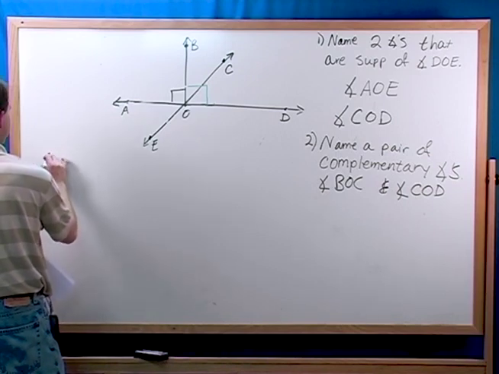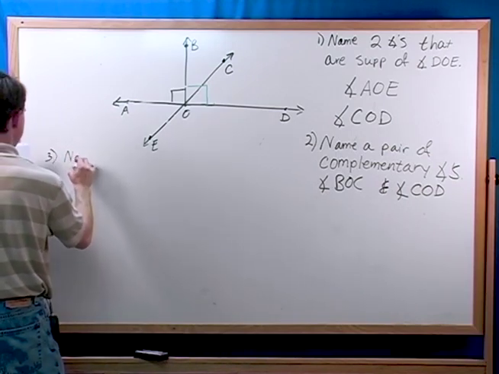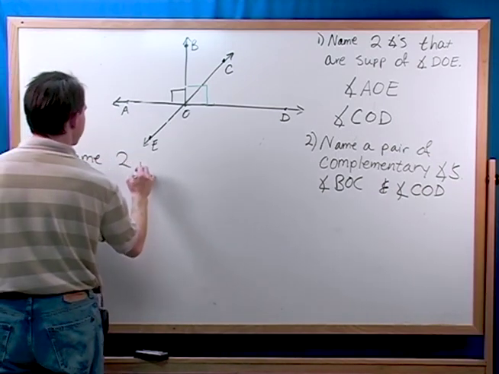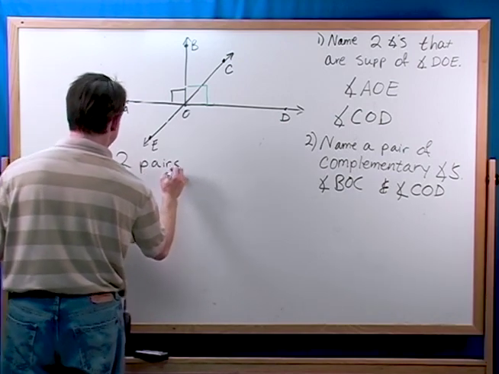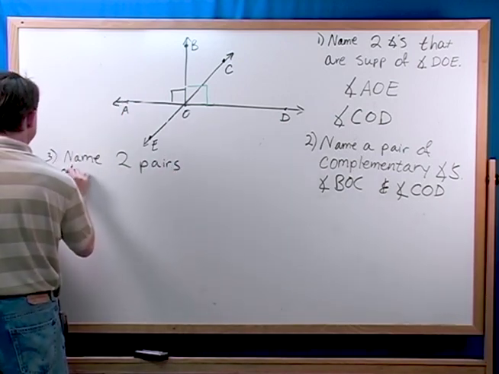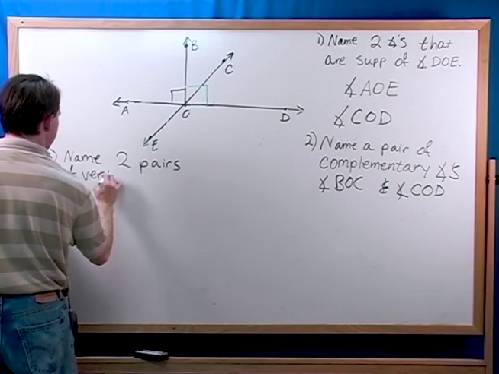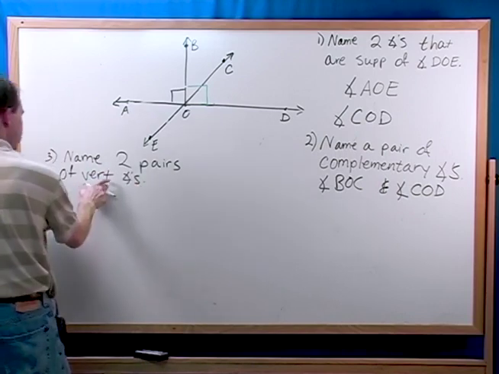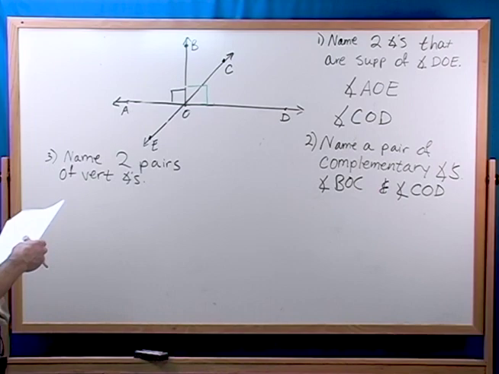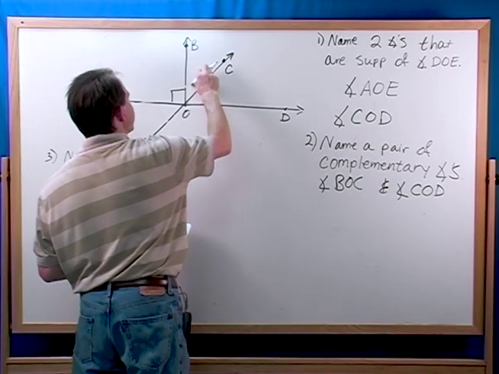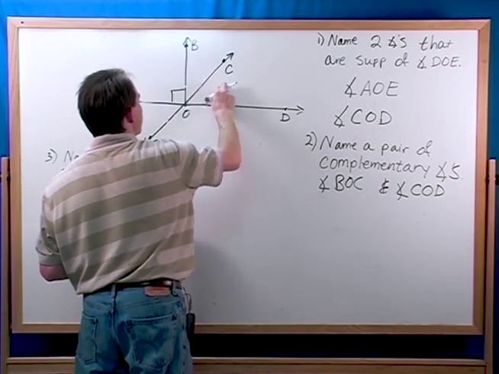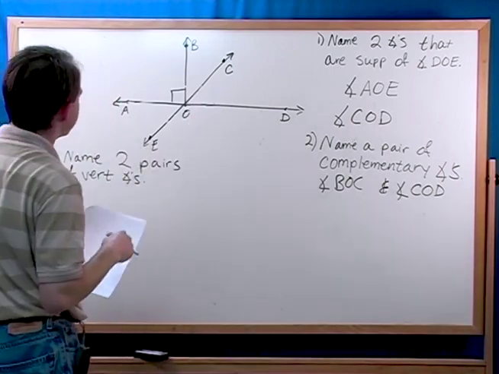So let's do something else. Name two pairs of vertical angles. Vertical is abbreviated vert like that. Two pairs of vertical angles. So let me go ahead and take this green part out just so we don't get distracted. This is what was given to us here.